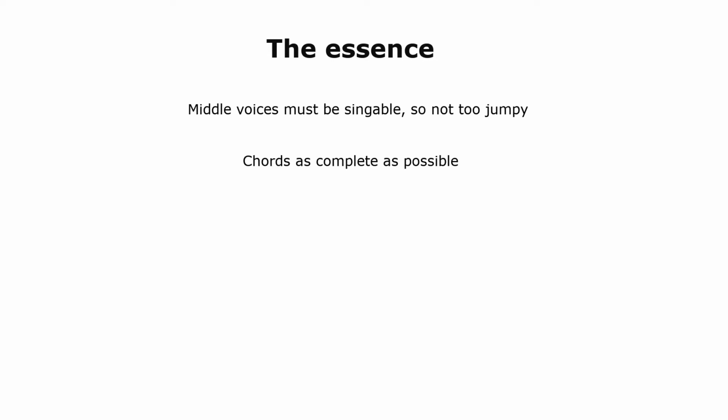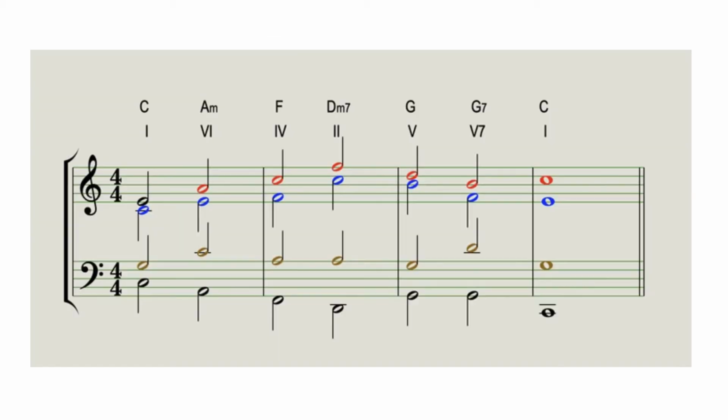The goal of classical voice leading is minimal motion in the middle voices, making the chords as complete as possible, resolving leading tones properly, and avoiding parallel fifths and octaves. The result will be rich, in tune, and performable. I will discuss the leading tones and parallels in a minute.